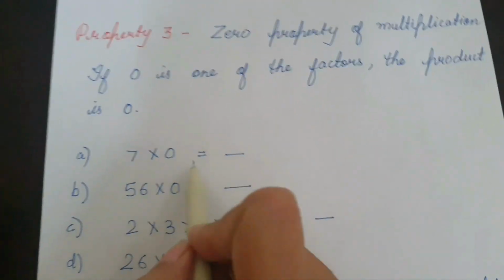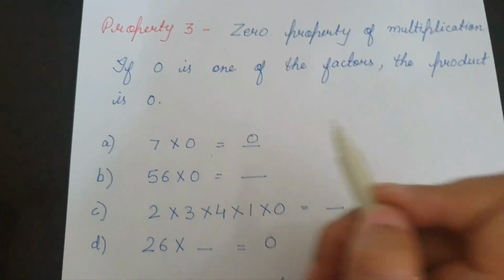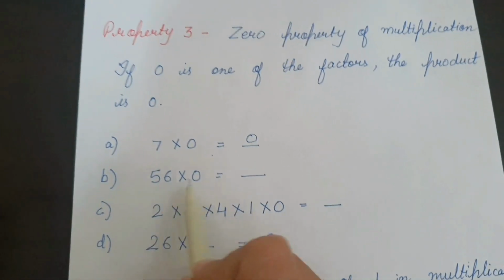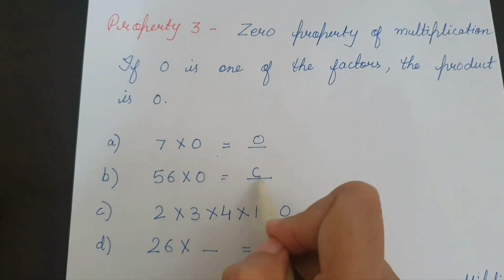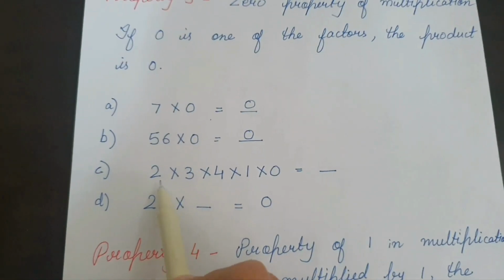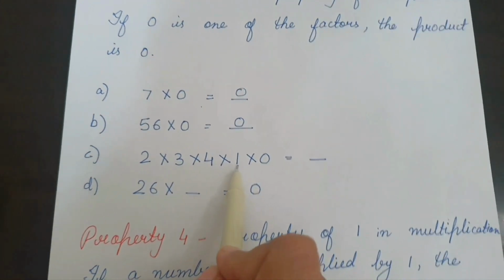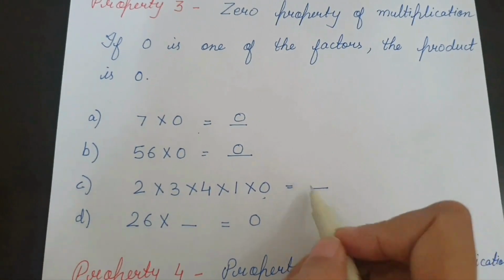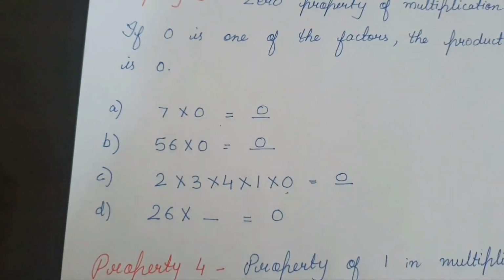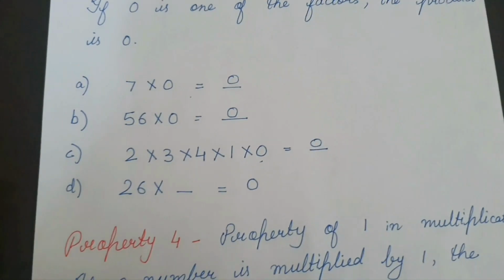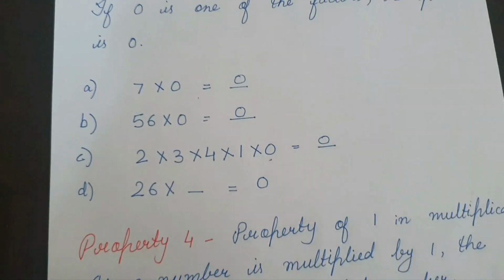Now see here, 7 into 0, 7 zeros are 0. Here also 56 into 0, we will write 0. Here also 2 multiplied by 3, multiplied by 4, multiplied by 1, but ultimately you are multiplying with 0. So your final answer will be 0. Any number multiplied by 0 will give you 0 as your final answer.